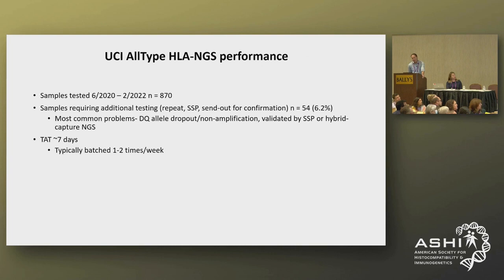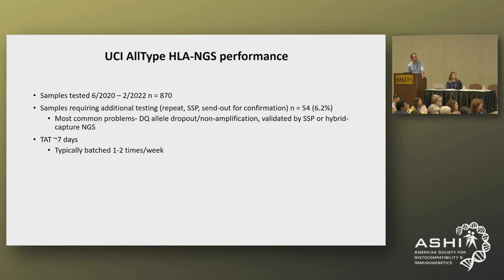So over the first year and a half or so of typing at UCI, we've tested almost 1,000 samples. About 6% of our samples are flagged as requiring additional testing because there's suspected dropout, extensive homozygosity, or ambiguity that needs to be resolved beyond a G or P group. 6% isn't bad, and we simply resolve most of those with SSP. It's fast, it's easy, and it gives us the answer we need.